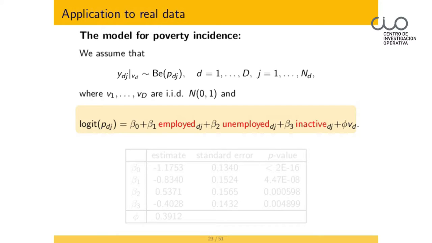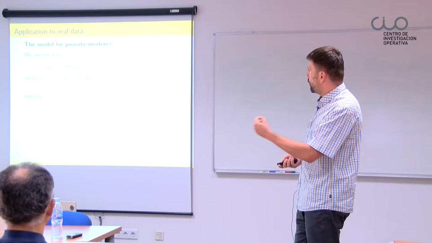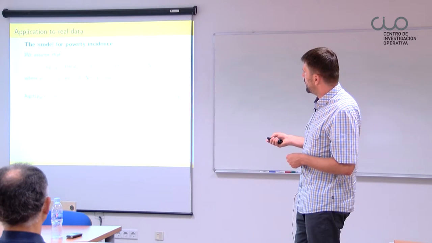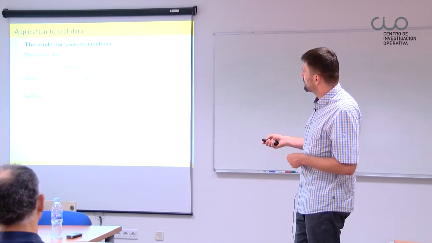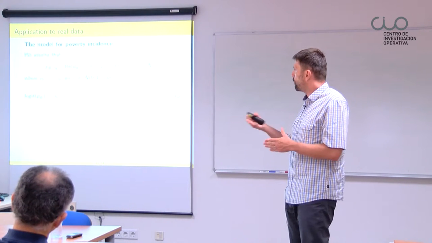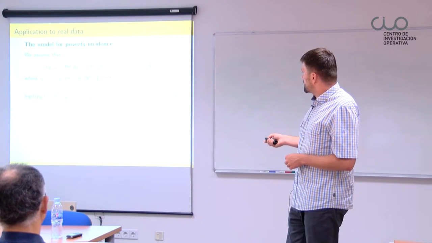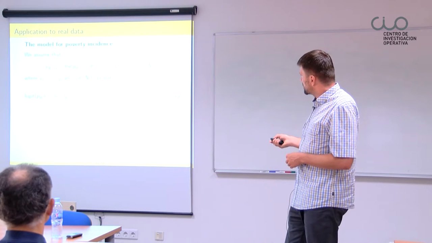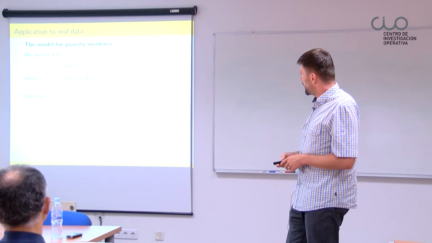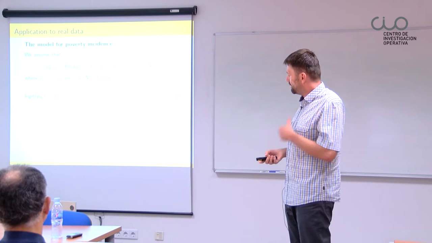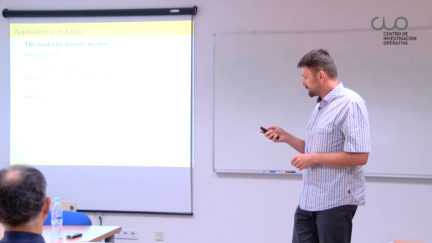The logit function of the probability is equal to some intercept, plus a term for whether the person is employed, unemployed, or inactive. This takes one if employed, this takes one if unemployed, this takes one if inactive. The intercept stays there for the rest of the population, which are children. And we have this standard method. We use these covariates because we have information for them for the whole population, with aggregate data for this covariate pattern.